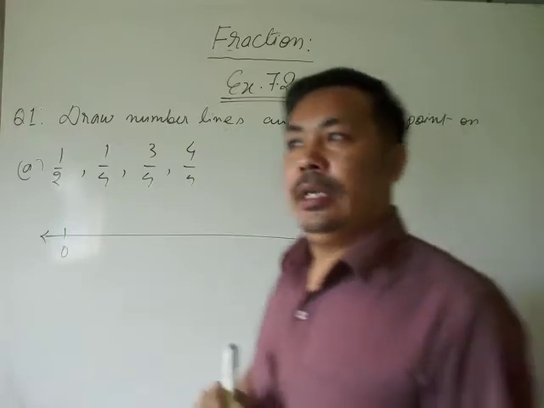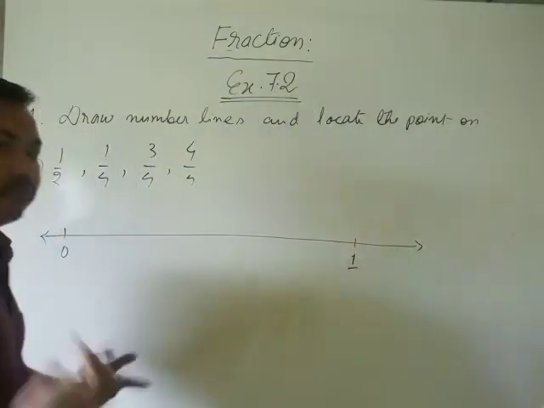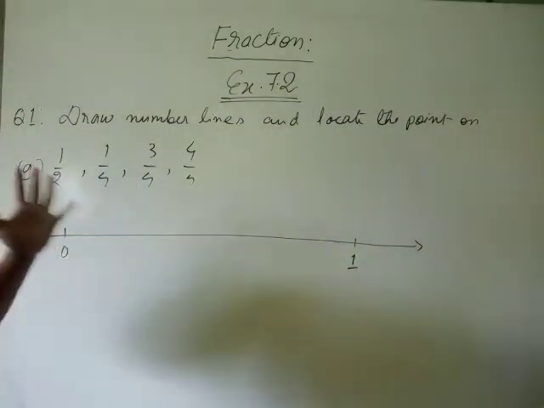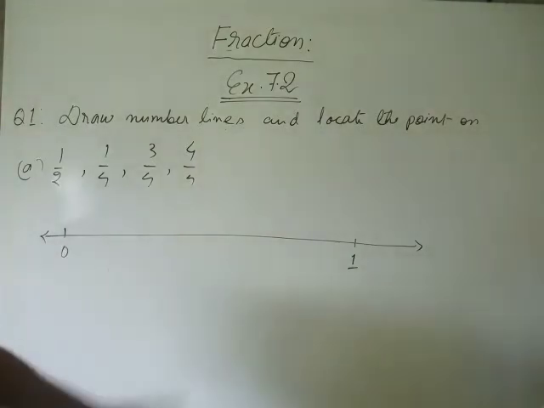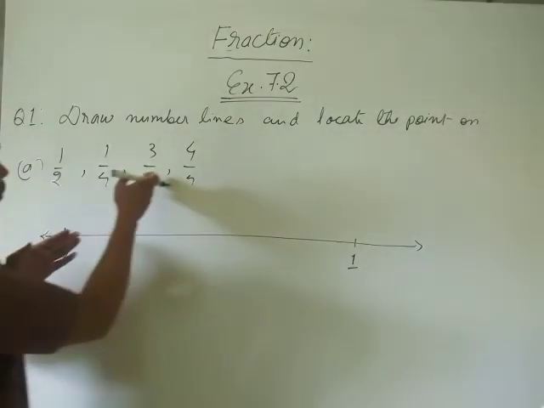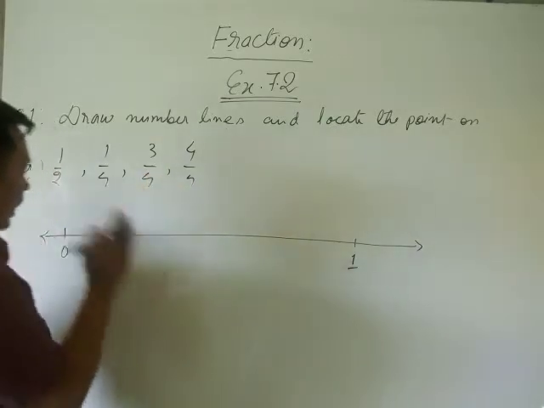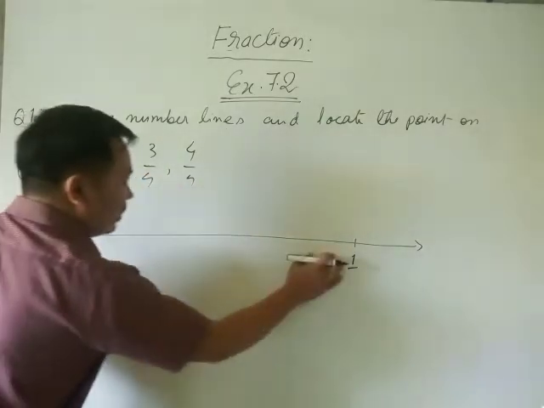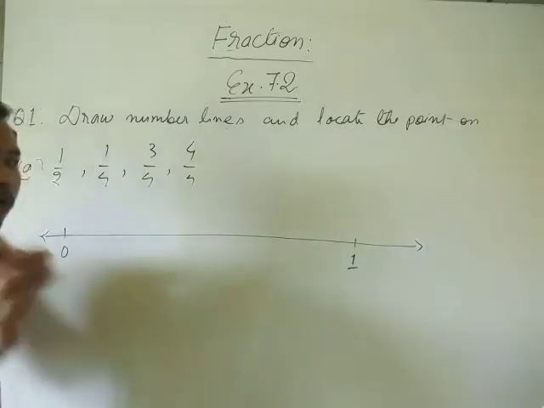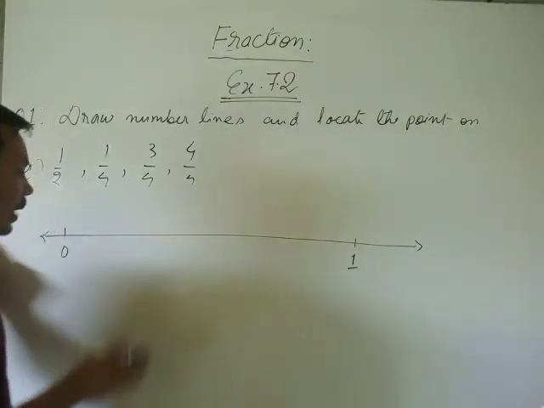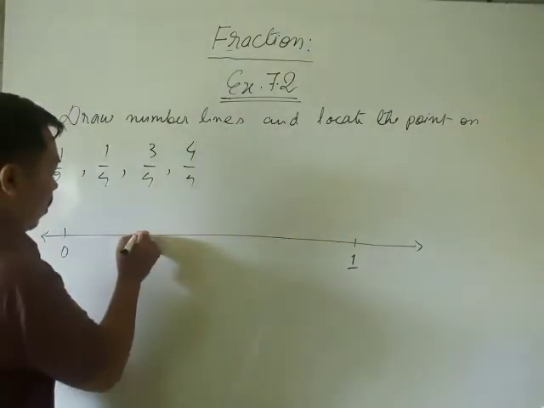No need to take it as very big. Now you see here 1 by 2, 1 by 4, 3 by 4, 4 by 4. For that, you make this 0 to 1 into equal 4 parts. Equal 4 parts. So make equal 4 parts. Here you see.